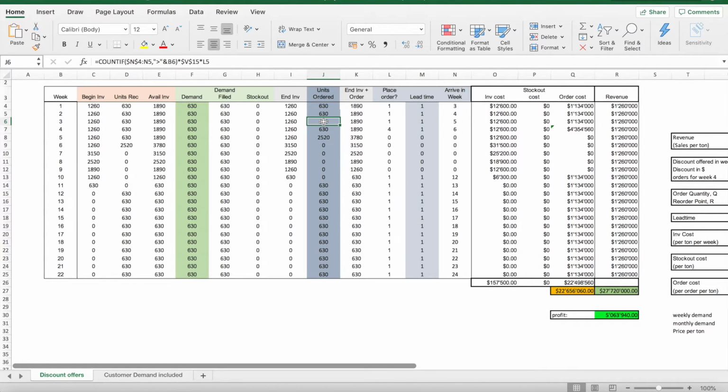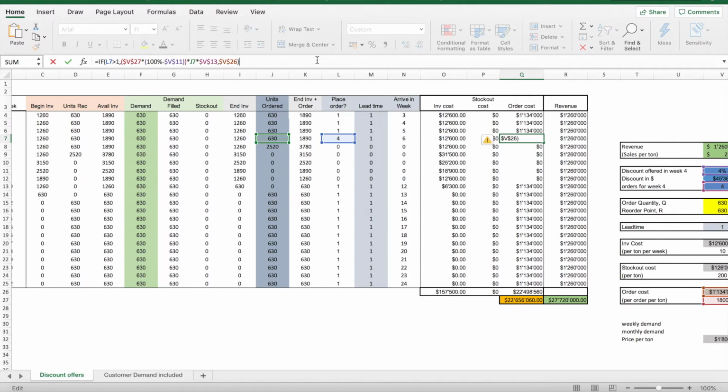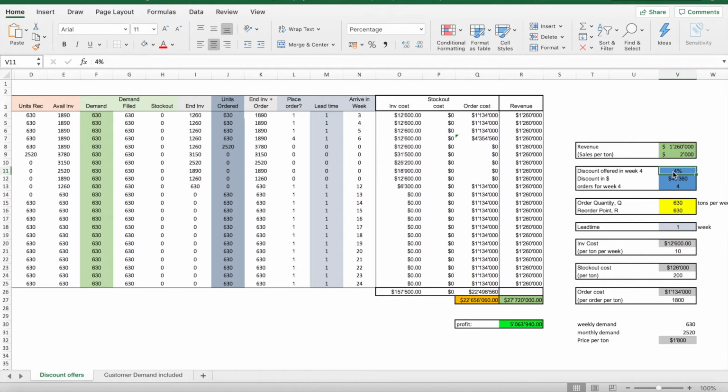Our units ordered are to check if an order has been placed in the week before. The orders in week 3 is actually 1, and we assume this because we want to build up stock. We have a lead time of 1 week. The arriving week tells us in which week the order that we have placed will actually arrive. Our inventory cost is our order quantity times the inventory costs. We do not have any stockout costs in our scenario, and the order costs are calculated based on this formula here.